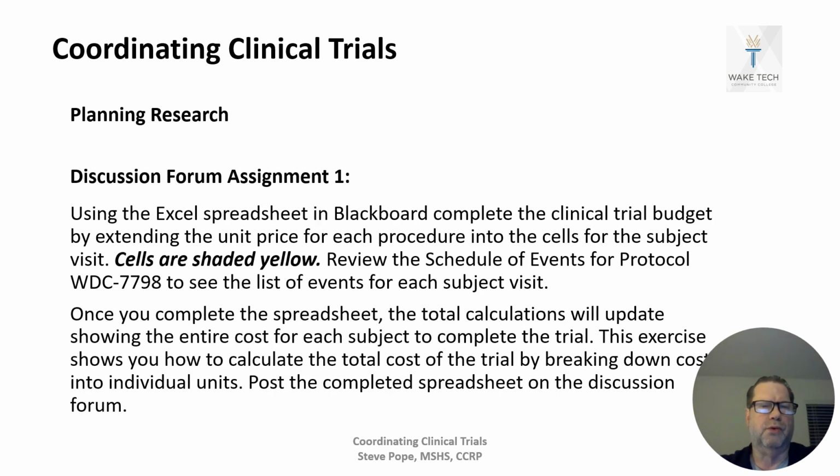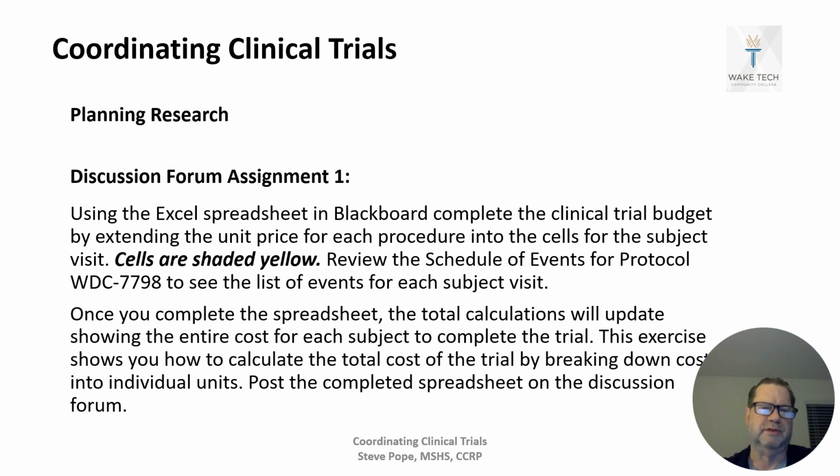So for discussion forum assignment number 1, what I want you to do is use the Excel spreadsheet that's in Blackboard to complete the clinical trial budget. You'll do this by extending the unit price for each procedure into the cells for the subject visit that they correspond to. These are on the schedule of events that's also in Blackboard. So pull that up, and I've made it easy for you. The cells that you're going to extend the unit prices in are shaded in yellow, so they're very easy to see. And then everything's going to calculate for you down at the bottom.